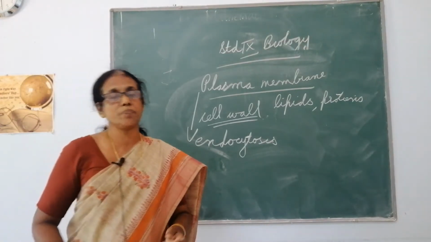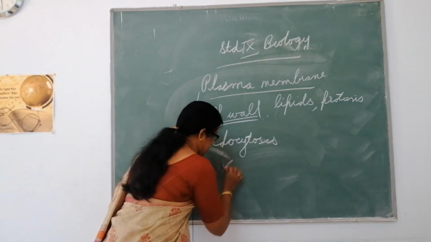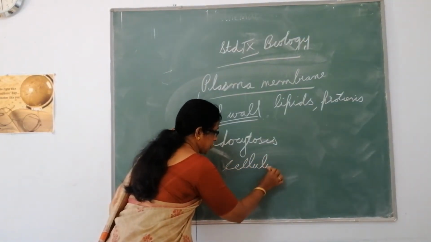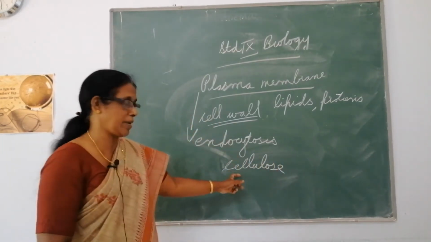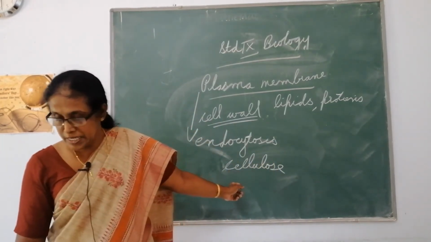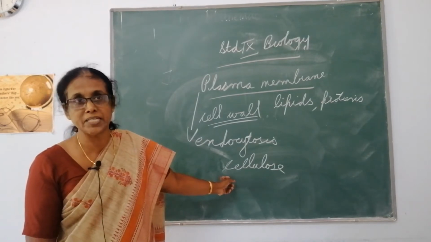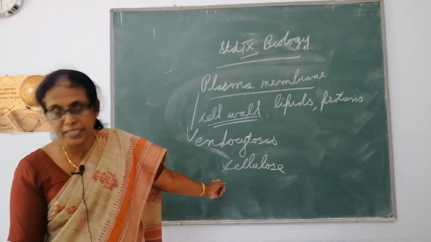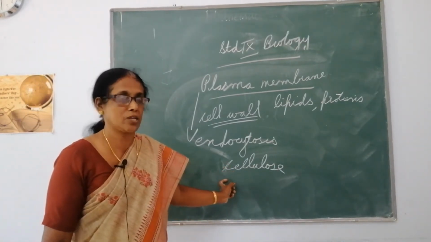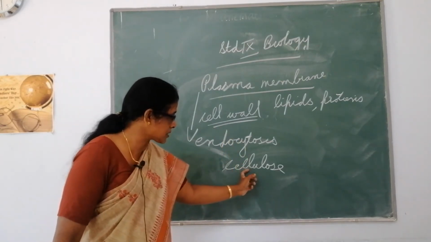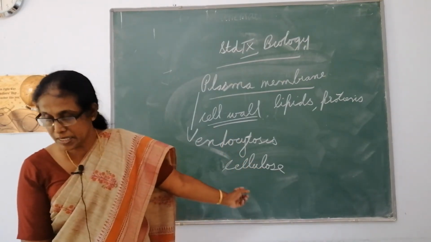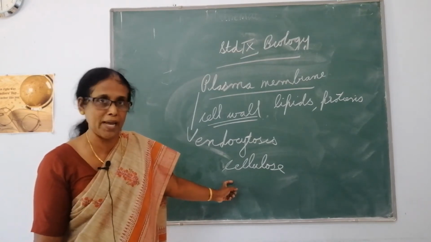This cell wall is made up of cellulose. Have you heard the word cellulose? The plant cell wall is made up of cellulose. Cellulose is a complex substance and this gives structural strength to the plants. So, what is the function of this cellulose? It gives structural strength to the plants.